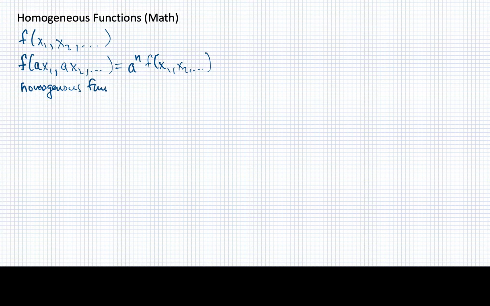All right, a homogeneous function. Let's suppose I have a multivariable function, f, and it depends on several variables, x1, x2, and so forth. I won't number them because it could be any number of variables. Now this is a function that if I multiply all of these variables by the same constant, in other words, if I multiply each of these by a constant a, and I find that in fact this is just equal to a raised to the n power of the original function, then this is a homogeneous function of order n.